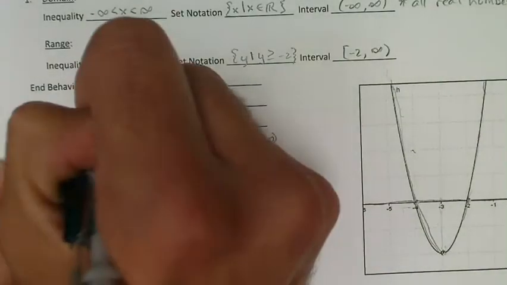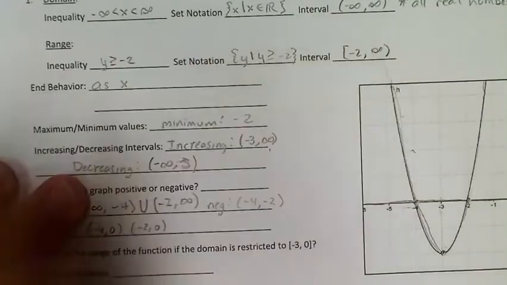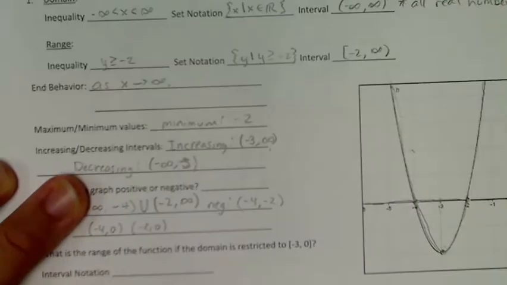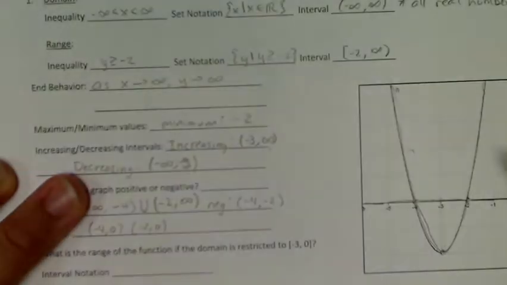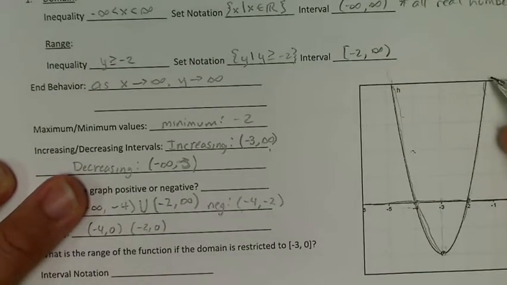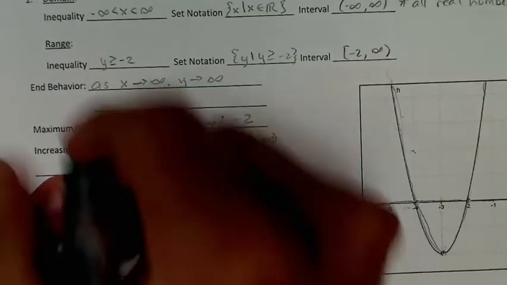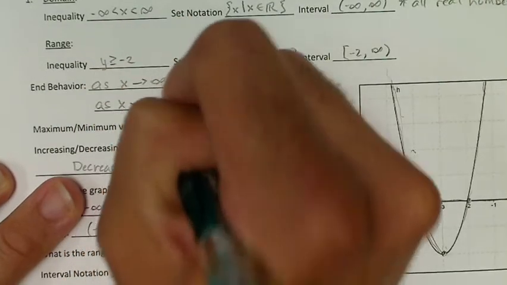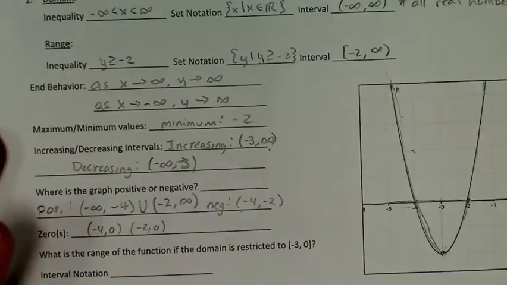The end behavior would be as x approaches infinity, y approaches infinity, since it's pointed up on the right side. On the left side, it would be as x approaches negative infinity, y approaches positive infinity.